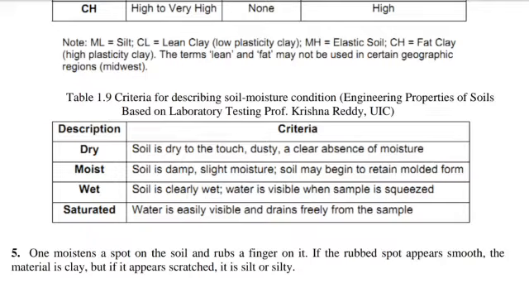Five. One moistens a spot on the soil and rubs a finger on it. If the rubbed spot appears smooth, the material is clay, but if it appears scratched, it is silt or silty.